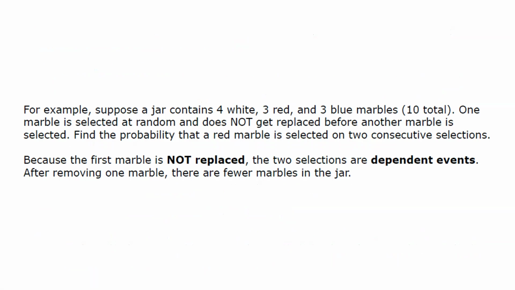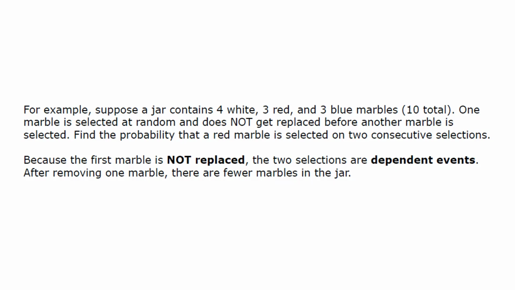For example, suppose we have a jar that contains 4 white, 3 red, and 3 blue marbles, the same as before, so we have a total of 10. One marble is selected at random and now does not get replaced before another marble is selected. Find the probability that a red marble is selected on 2 consecutive selections. So we have to remember here that because the first marble is not replaced, the 2 selections are dependent events.